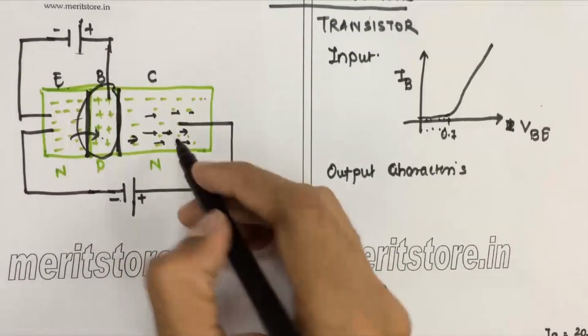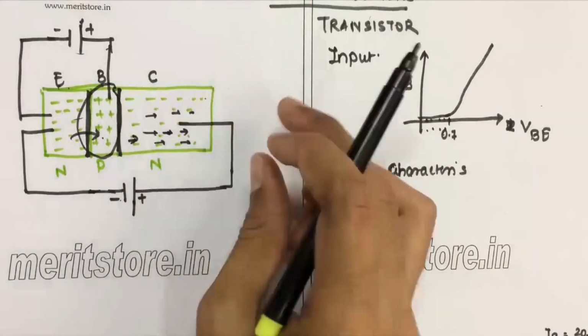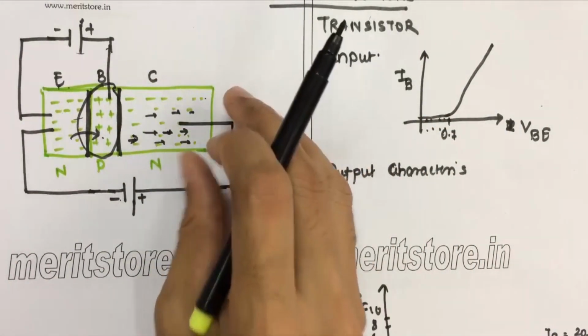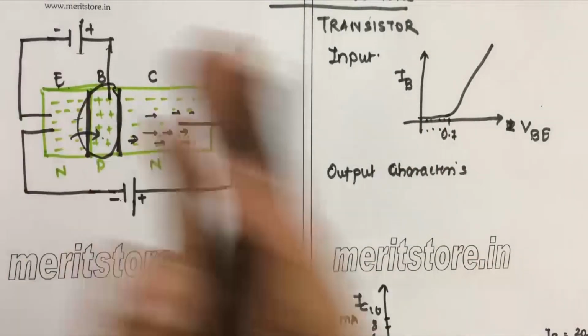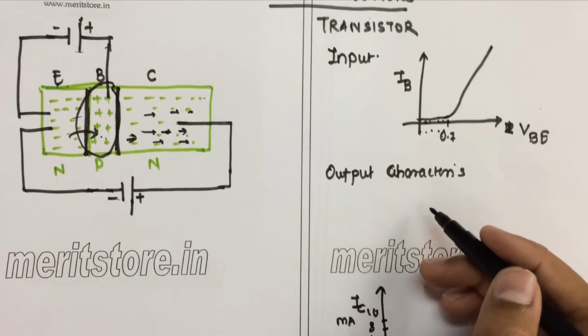In this way we can use your transistor as an amplifier. We are getting a larger current here, from this part, so as a result we can amplify whatever signal we are getting, we can get it amplified from this particular part of the transistor.